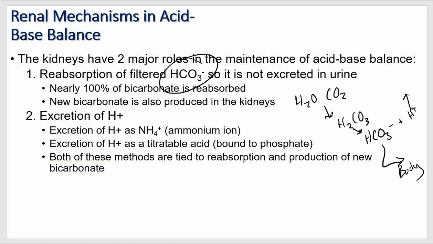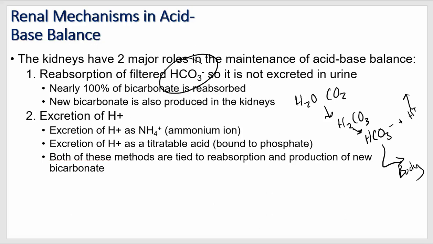We have buffers in the urine, so excretion of hydrogen as ammonium ion. Okay, so we stick it to an NH3, which acts as a base, and then it accepts that hydrogen, and it can be excreted that way. It's kind of harmless. And then excretion of hydrogen is what we call a titratable acid. Okay, so it's bound to a phosphate group. And it's titratable because you can titrate it and find the hydrogen. But that's another way that hydrogen can be excreted.